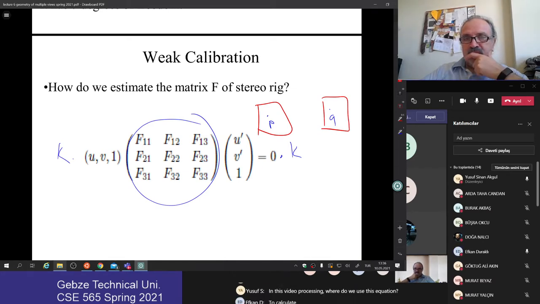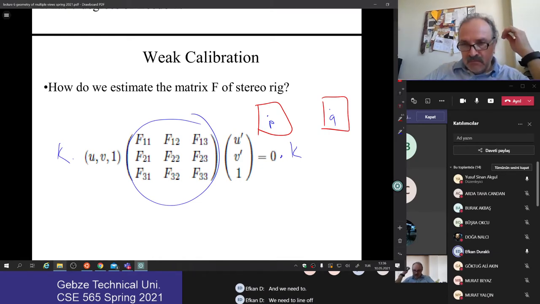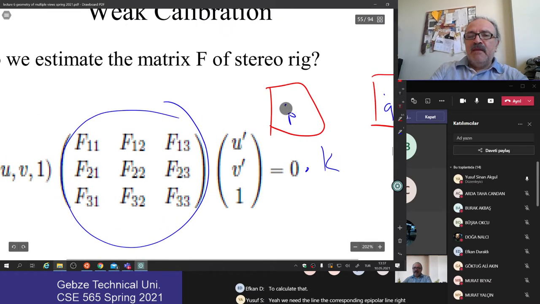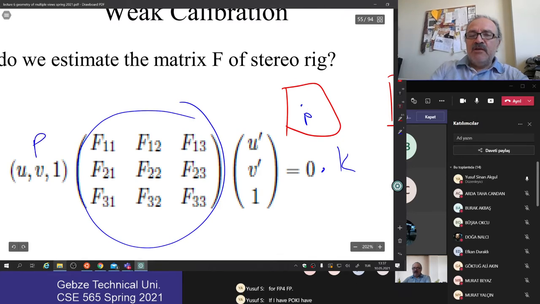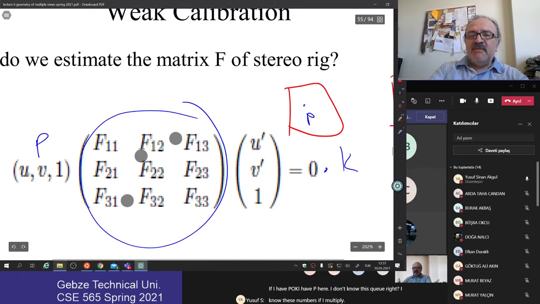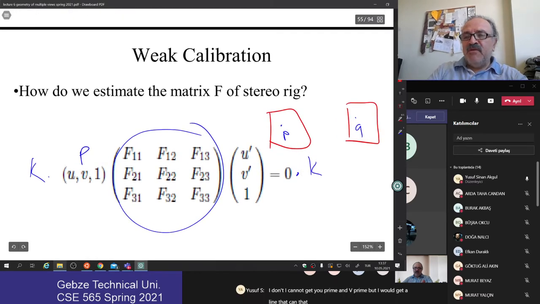To calculate depth, we need the line of P in the other image to calculate depth. Yeah, we need the corresponding epipolar line, right? For a P, if I have P here, I don't know this Q, right? I know these numbers. If I multiply this P with these numbers, I cannot get U prime and V prime, but I would get a line on which that U prime V prime can happen.